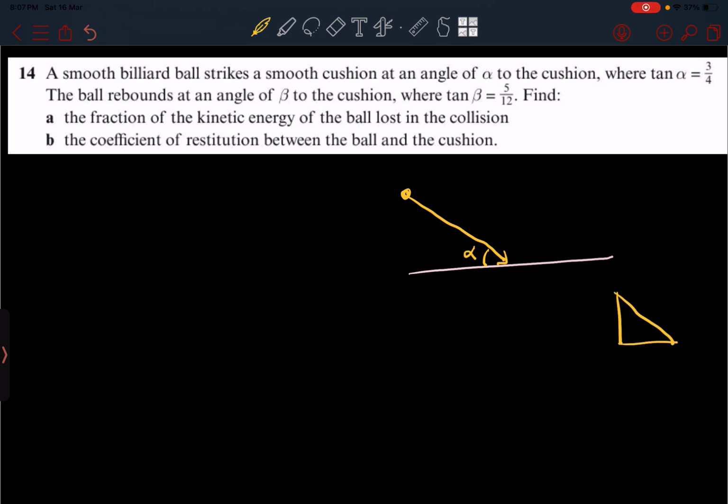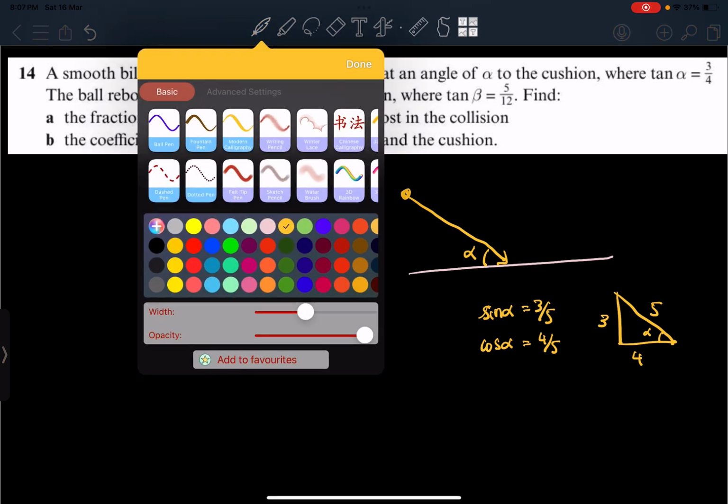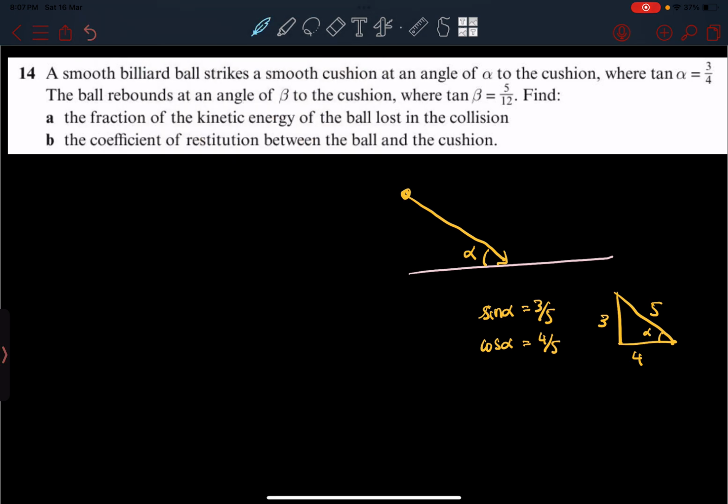The first thing that we can do straight away, so that is 3/4, this is 5, so we get to write that sine alpha is 3/5, then cosine alpha is 4/5. The ball rebounds at an angle. Oh, okay, so this time we've got a rebound angle. This seems to be a question that doesn't have any numbers in them. Let's see. This is beta, and then we know tan beta is 5/12.